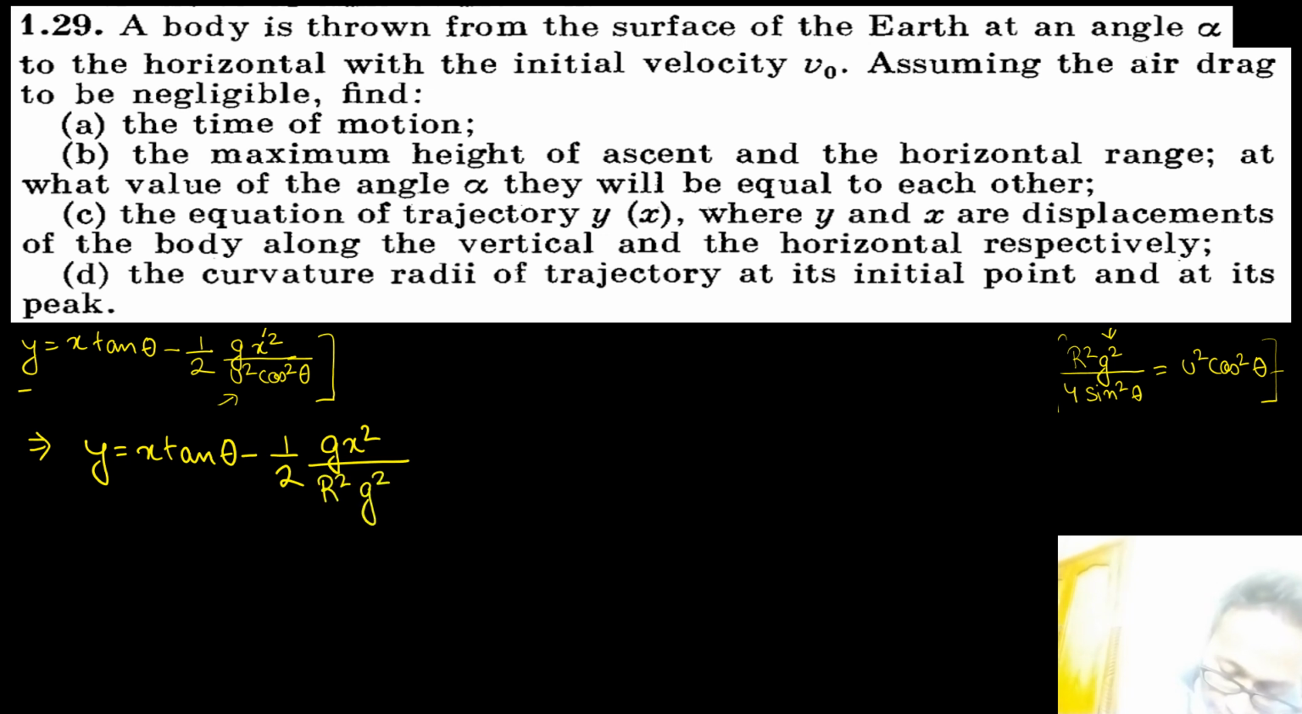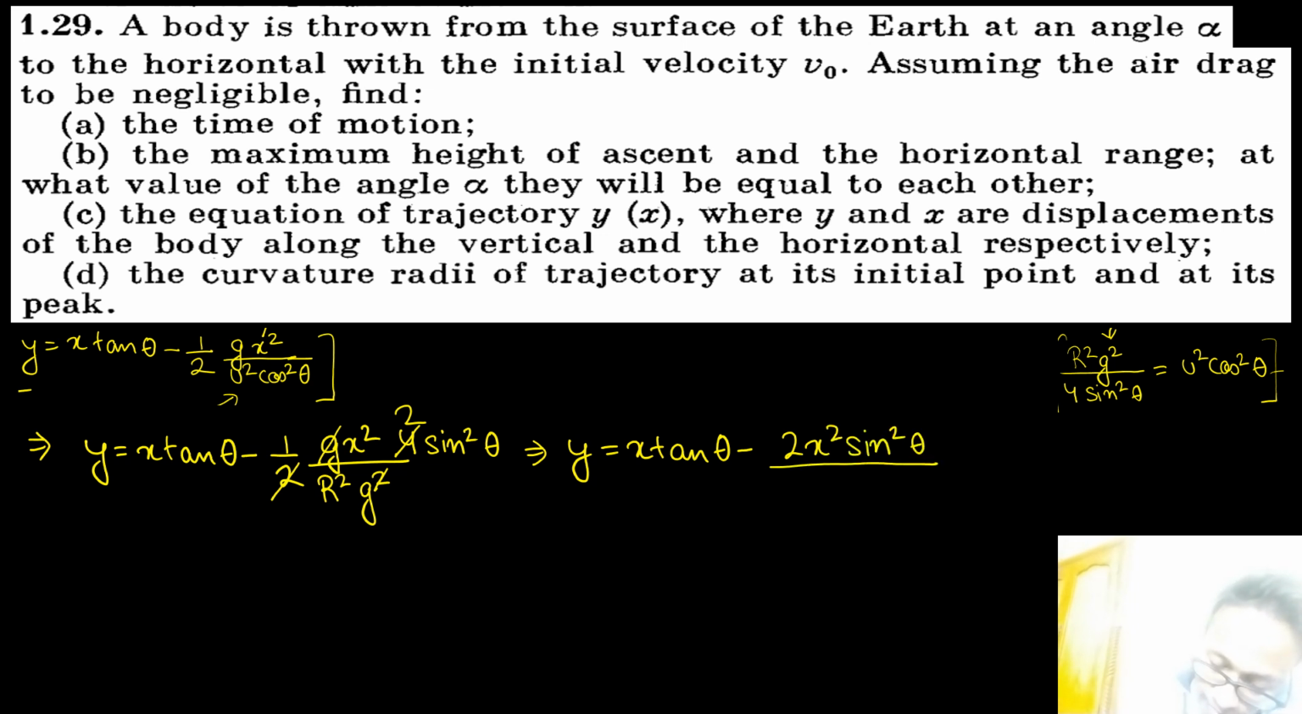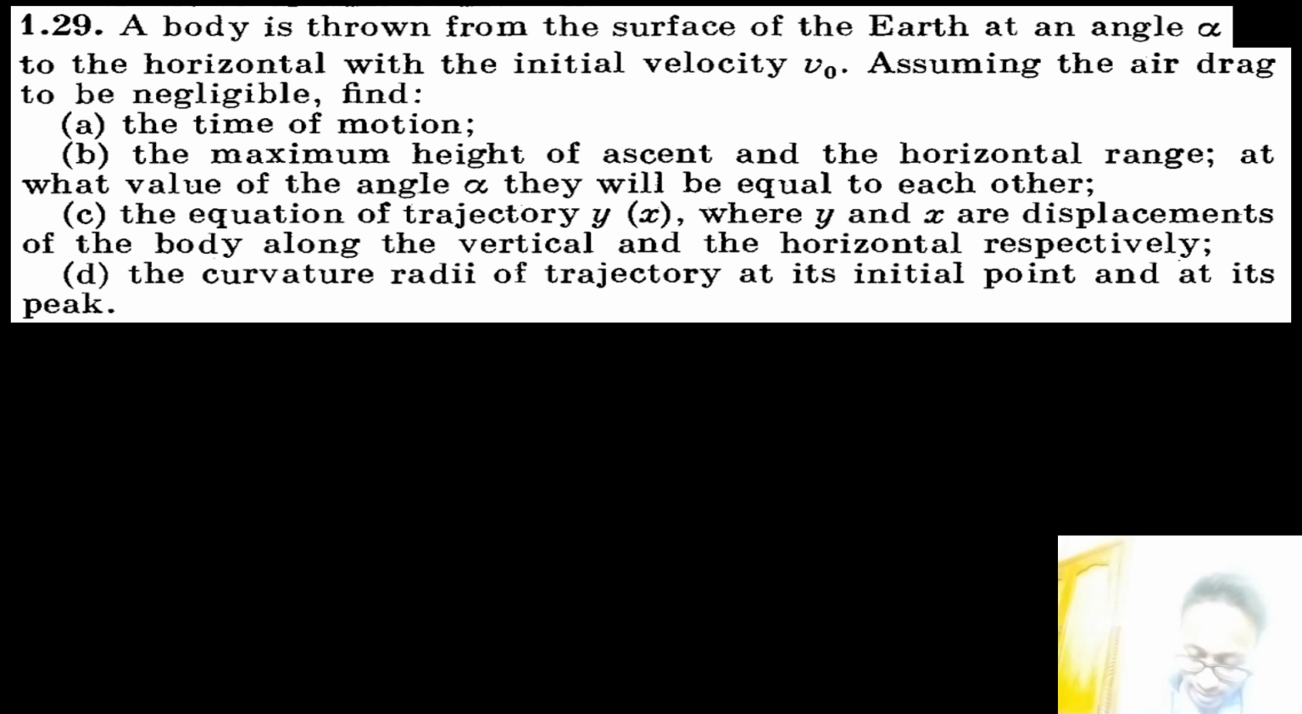R square g square by 4 sine square theta. So 2 and 2 would get cancelled, g square and g would get cancelled, and that equation would be x tan theta minus 2x square sine square theta by r square g. This is our equation. Okay, now let's move to the fourth part of the question.